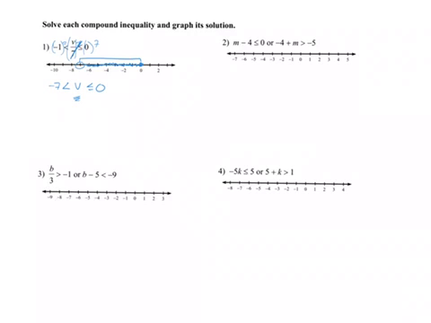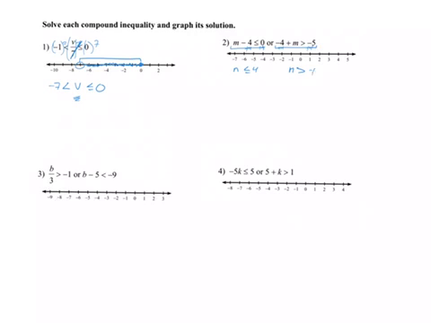Notice I have 2 inequalities, so I need to solve this one, and I need to solve this one. Solve the one on the left, I'm going to add 4, so I'm going to end up with m is less than or equal to 4, because I added 4 here and added 4 here. The one on the right, I'm going to also add 4, because it's a negative 4. So I end up with m is greater than negative 1. So let's graph both of these.